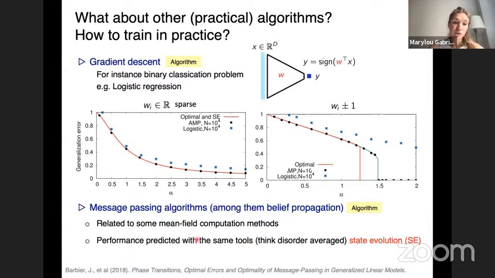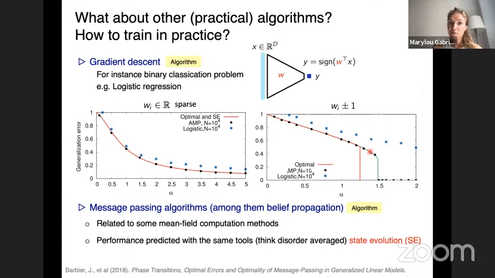What's also interesting about those algorithms is that their performance can be predicted with the same tools I was mentioning. If you look at the disorder average of their possible performance and you take an asymptotic limit, you will find, for example, the green curve that shows what we call the state evolution, which corresponds to the statistical prediction of the performance of the algorithm. So theoretically speaking, it's interesting to have an algorithm that you don't only need to run on specific problems, but that you can actually analyze and say, okay, given the parameters of the problem, I know that the algorithm is going to perform in such a way.